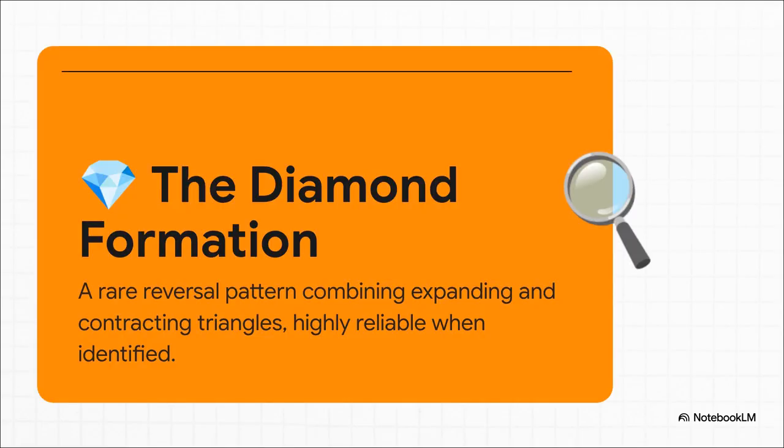Next up, the diamond formation. Now this one's a bit of a unicorn. It's rare, and that's precisely why it's so incredibly powerful when you do spot it. It often shows up at a major market top or a major bottom, and it signals that the entire trend is about to reverse course.